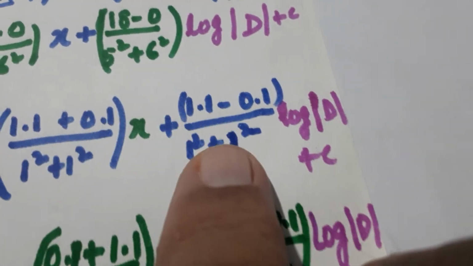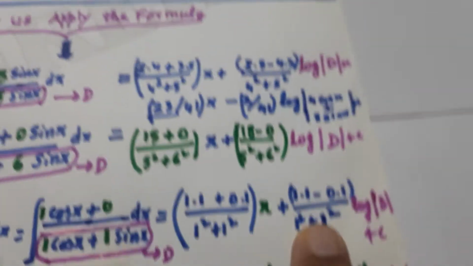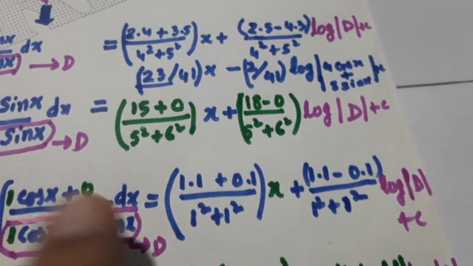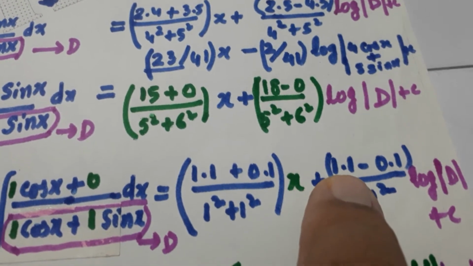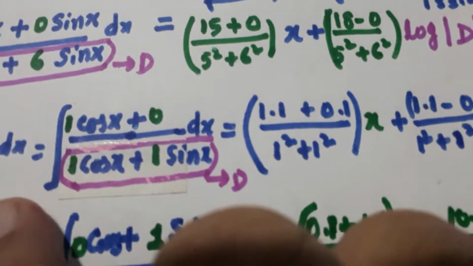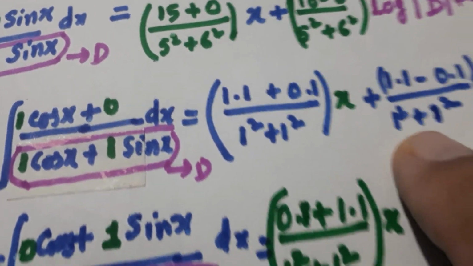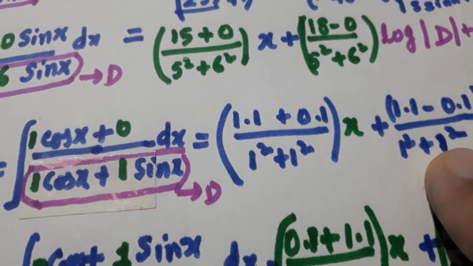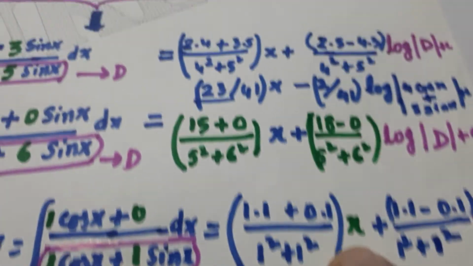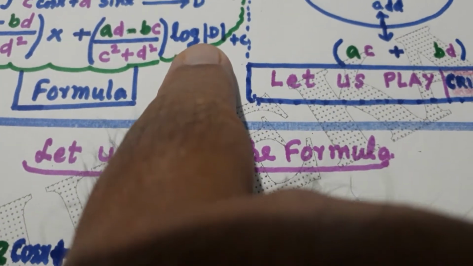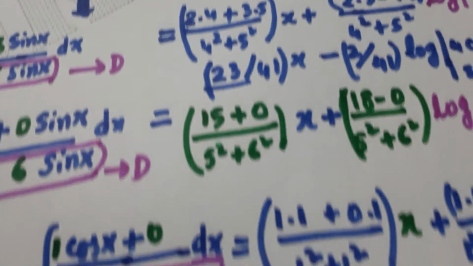Same way, you will be writing here, cross multiply. 1 into 1 will be 1, and 0 into 1 will be 0. So it will be 1 over 1 square plus 1 square, that is 2. So here you have to write x as per the formula. Here you will be writing log of the denominator, and the question is done.